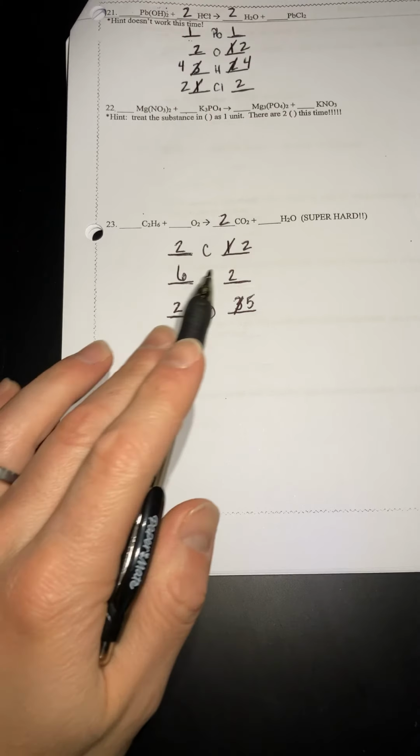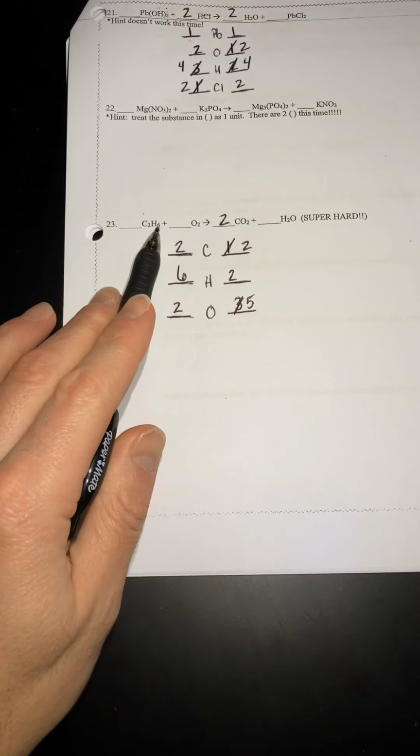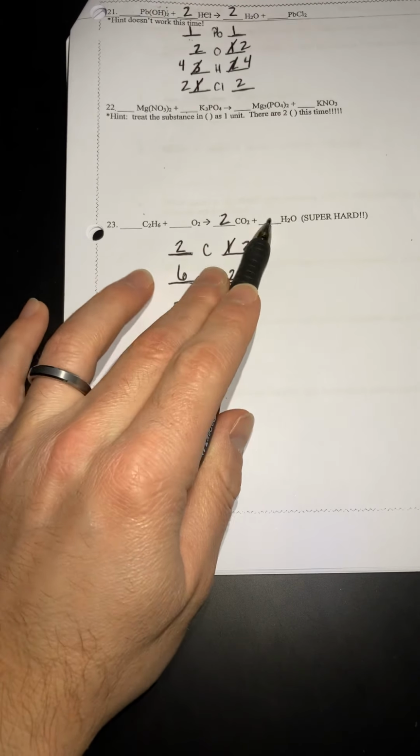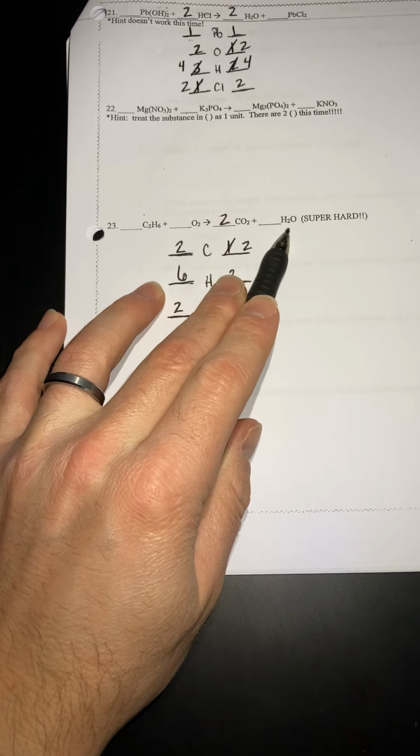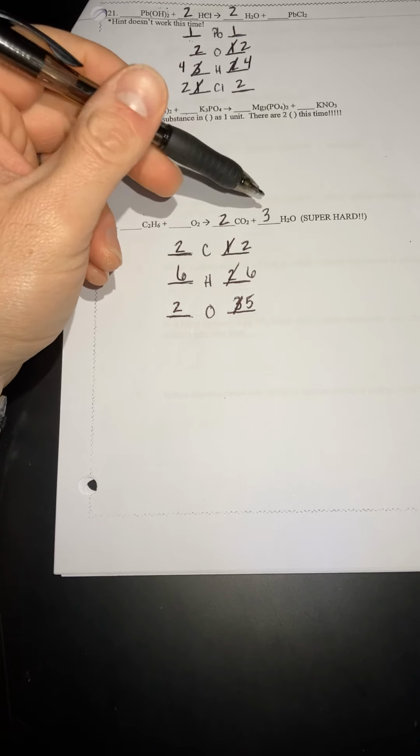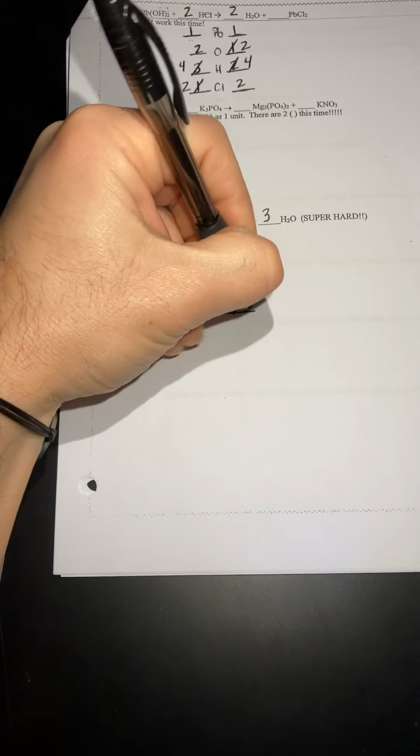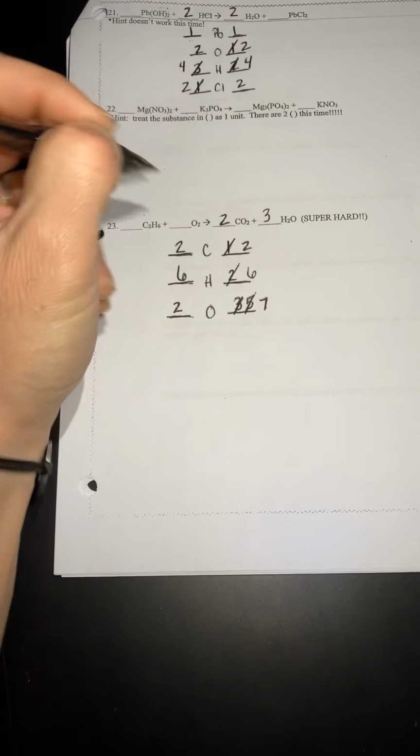All right. Go ahead and balance your hydrogens next. So I have 6 here. What do I need to put right here to give me 6? 3, because 3 times 2 gives me 6. So that changes my hydrogen to 6. It also changes my oxygen again. So 3 here plus the 4 that we had right here, that gives me 7.